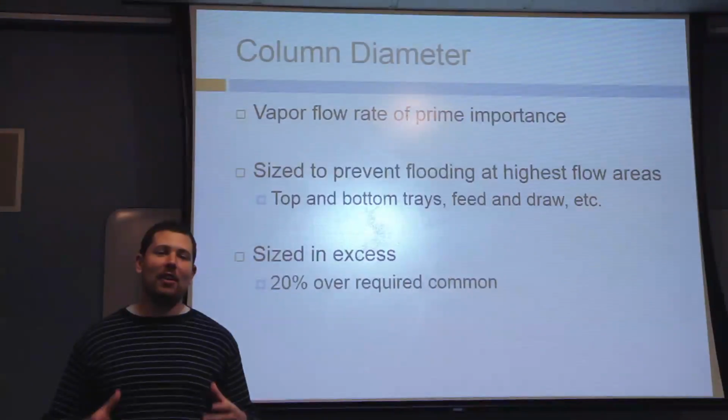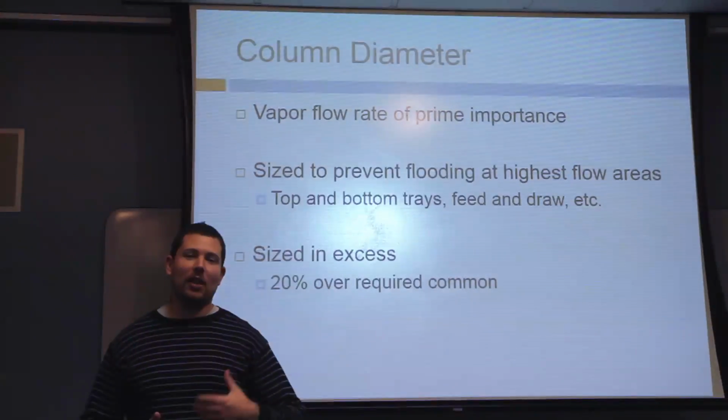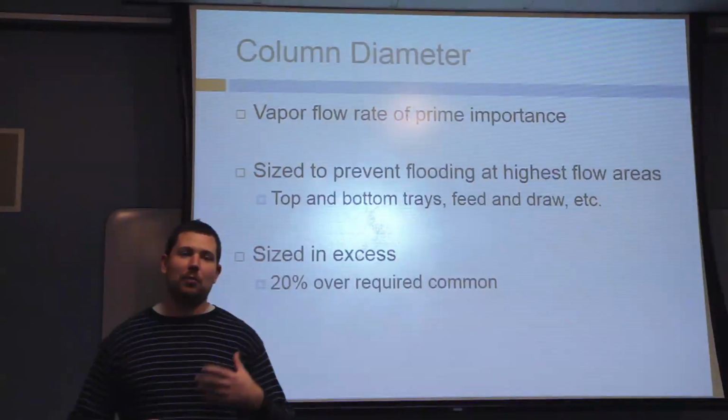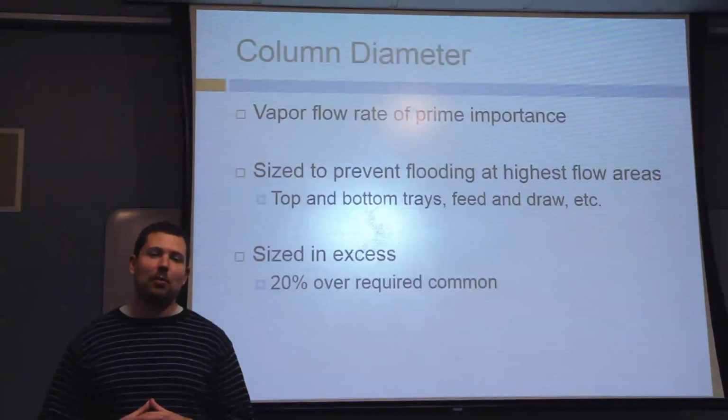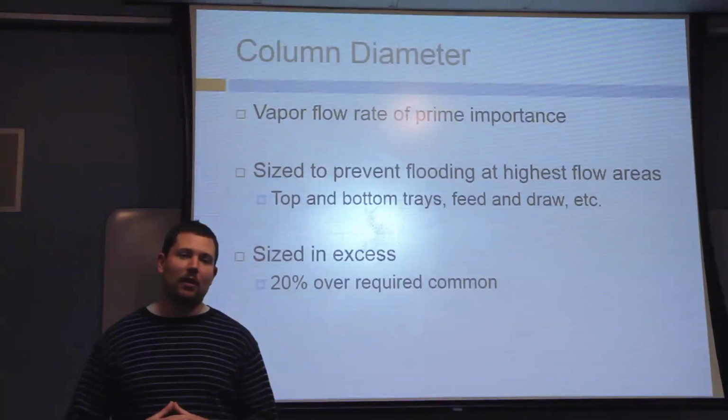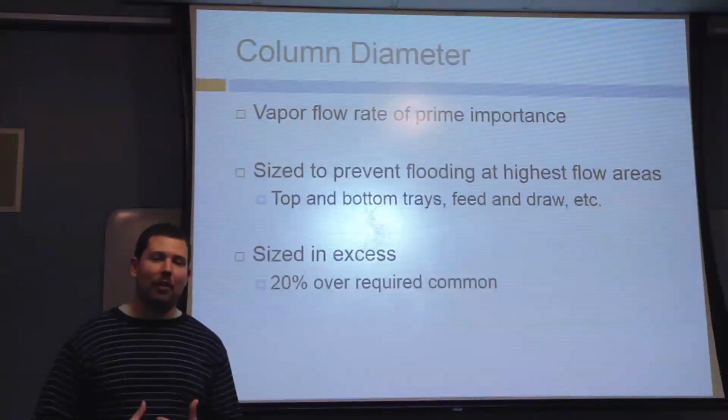When determining the size of the column, you should primarily focus on the vapor flow rate within the column. In general, you want to focus on the areas that you predict that flooding will occur, and you should size your column in about 20% excess of what you actually calculate.